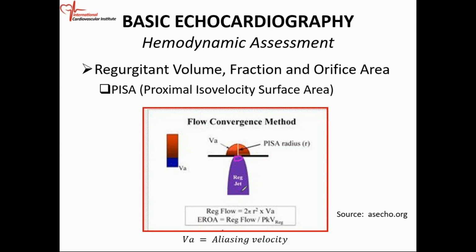To get the regurgitant flow, this cross-sectional area times the velocity is going to give us the regurgitant flow. So this potential area is called the EROA, effective regurgitant orifice area, and then the velocity of the mitral regurgitation, we can get that. So multiplying the EROA times the regurgitant velocity, we're going to get the regurgitant flow. And remember what we said, the flow at PISA is equal to the regurgitant flow. That's a very important concept.